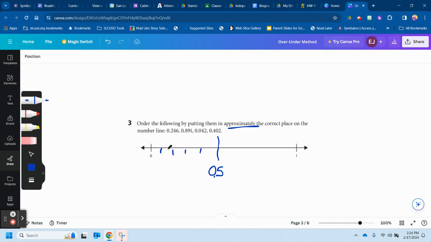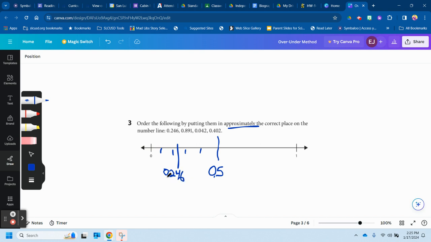So the 2, this is 1/10, 2/10, so it's 2 and 46 hundredths, 2.4. 2.5 would be halfway between here, so it is a little less than halfway between the 2/10 and the 3/10. So I'd put the 0.246 right here.